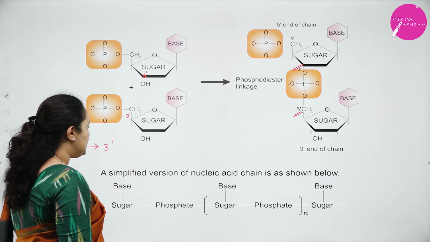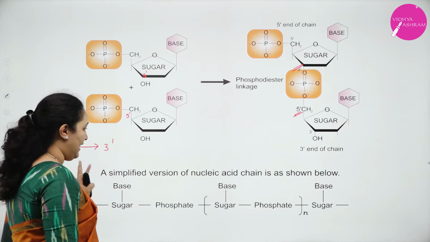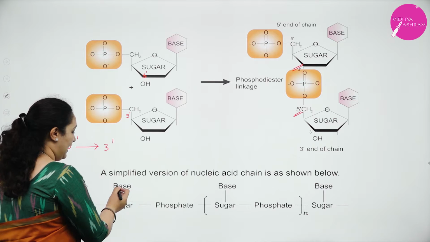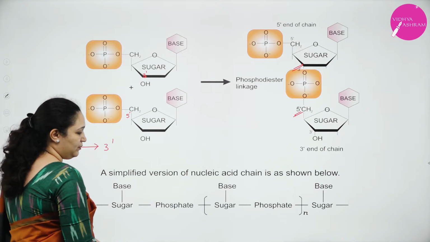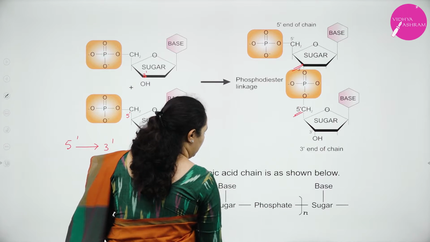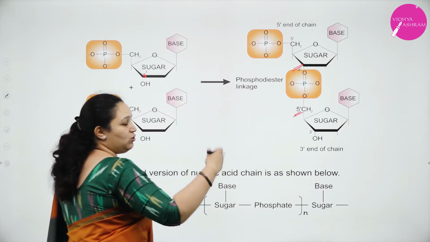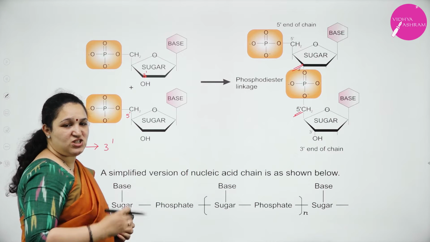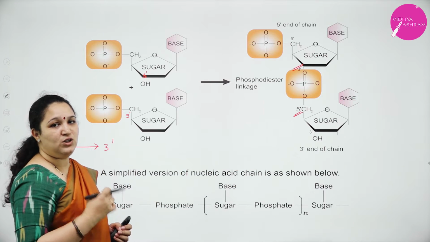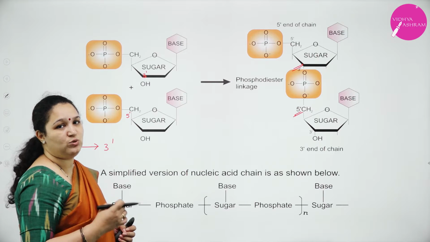So if you see, the simplified version of the nucleic acid looks like this. Sugar has a base, and in between you have a phosphate group. Sugar, base plus phosphate, n number of times it will go on repeating to get the full primary structure of a nucleotide or a polynucleotide.